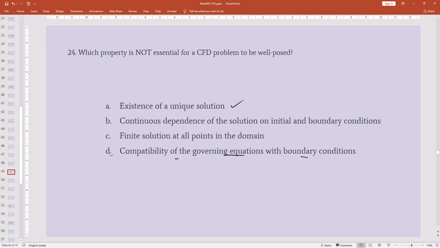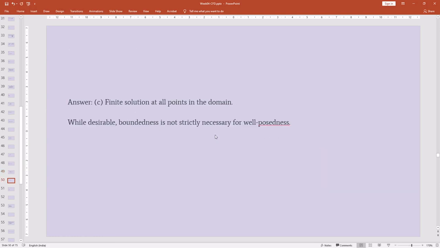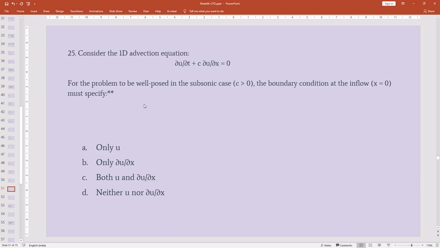So all A, B, D will come. So finite solution at all points in the domain, this is something called boundedness. We will discuss that in coming weeks, I think. So this is needed, but it is not directly related to well-posedness. So we have to think from the point of view of the definition of that particular topic, well-posedness.